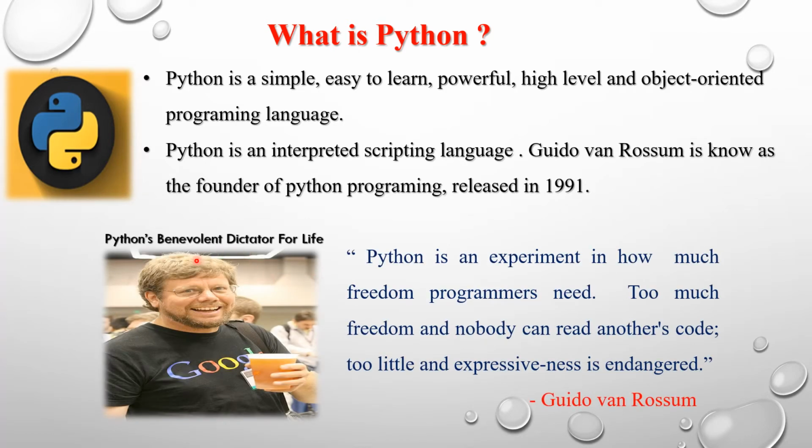Van Rossum says Python is a benevolent dictator for life. He also says Python is an experiment in how much freedom programmers need. Too much freedom and nobody can read another's code. Too little and expressiveness is endangered.